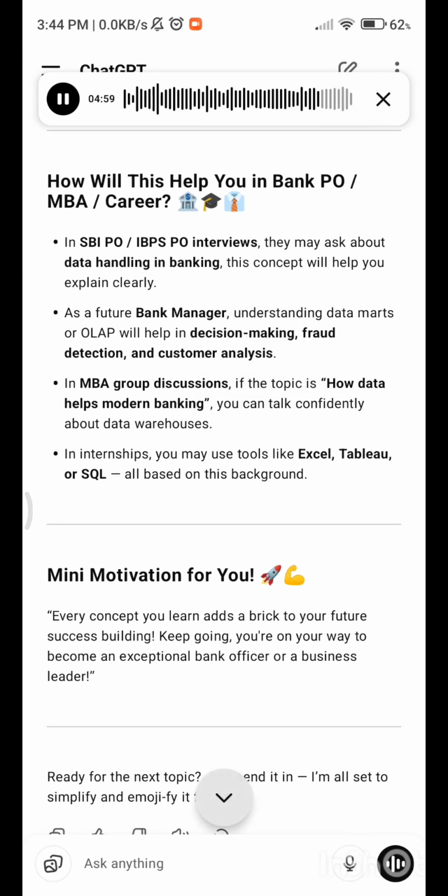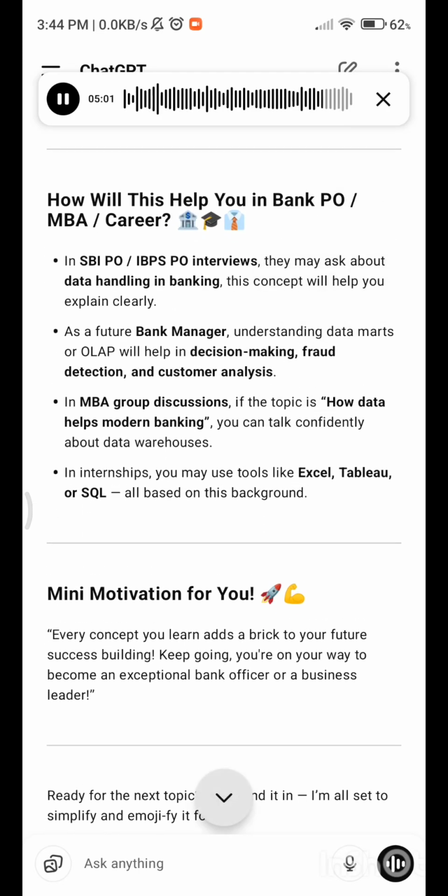How will this help you in your bank PO or MBA career? In SBI PO and IBPS PO interviews, they may ask about data handling in banking. This concept will help you explain clearly. As a future bank manager, understanding data marts or OLAP will help in decision-making, fraud detection, and customer analysis.